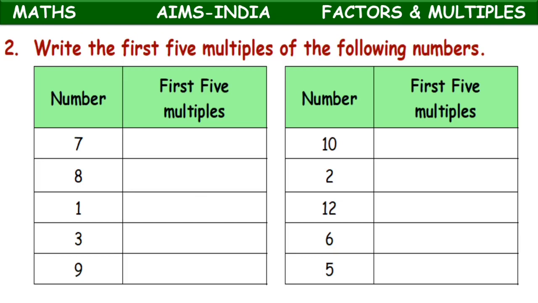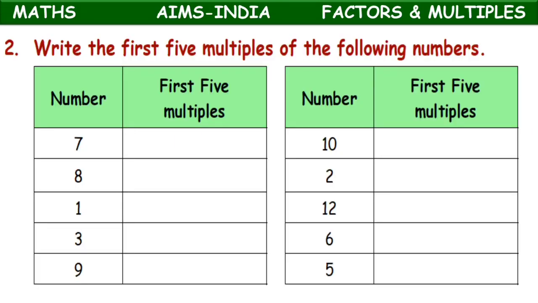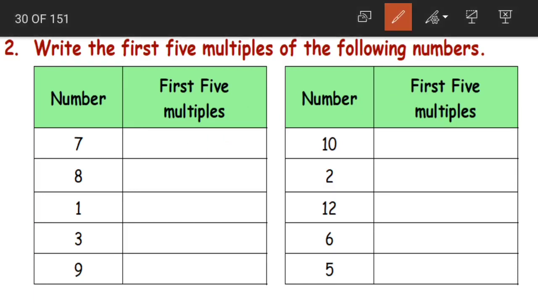Now coming to exercise 5.2. Write all the factors of the given number. I think we have done this, right? Yes. Now coming to write the first 5 multiples, we have already dealt with this in the previous class only. So that is why I am moving on to write the first 5 multiples of the following numbers. How to write? Yes, first we have 7.